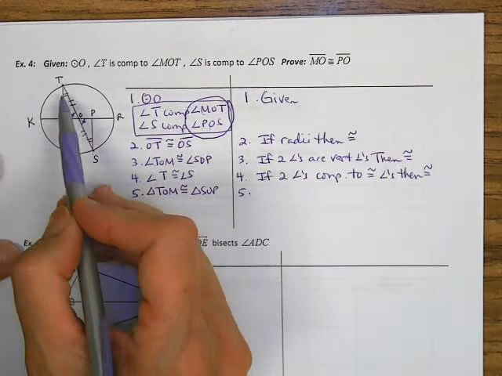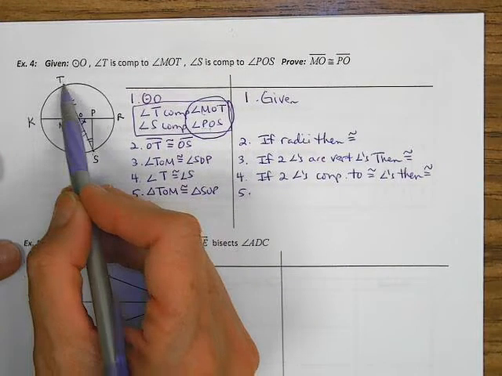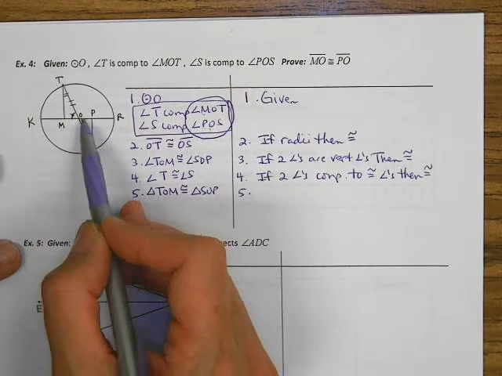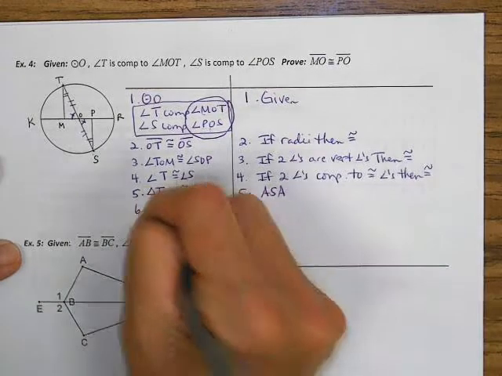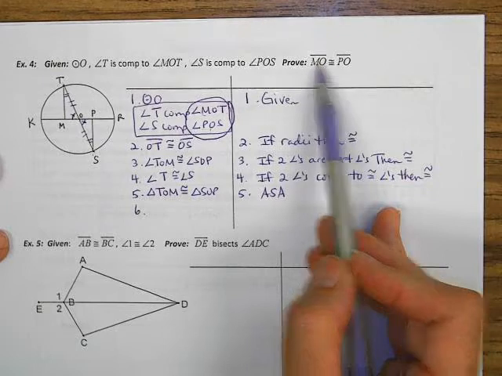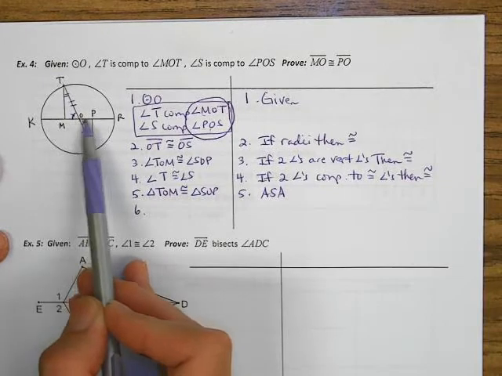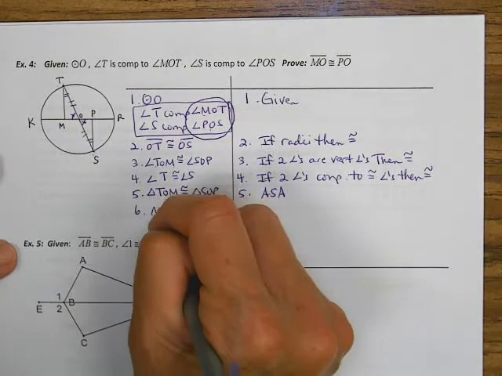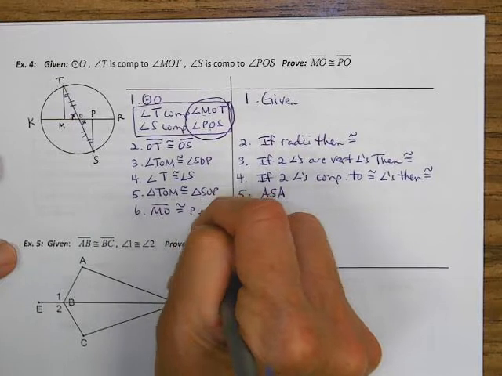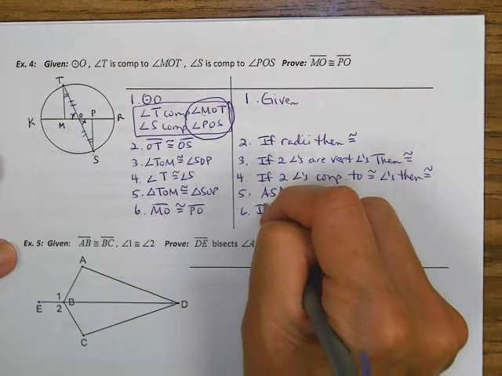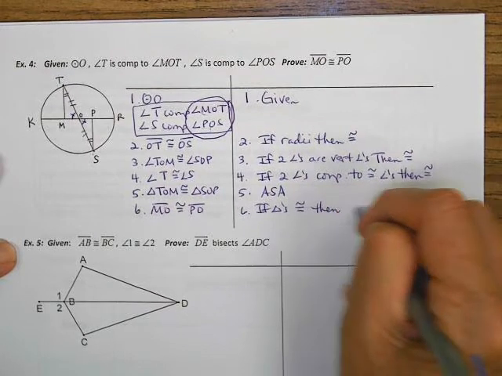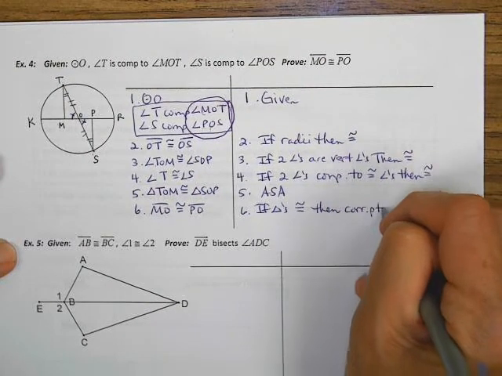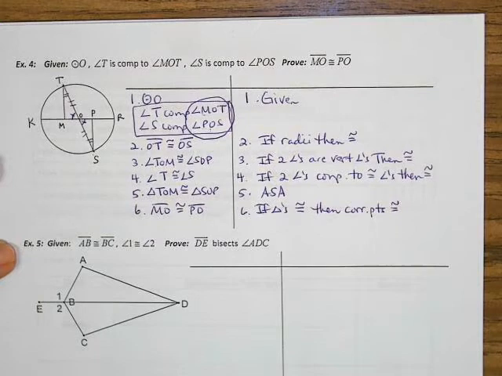And I have two angles and the included side. I have the side between the two angles. That is angle, side, angle. And now we extend it because MO and PO are corresponding parts. So MO congruent to PO. If triangles congruent, then corresponding parts are congruent. So that's the one new additional step.